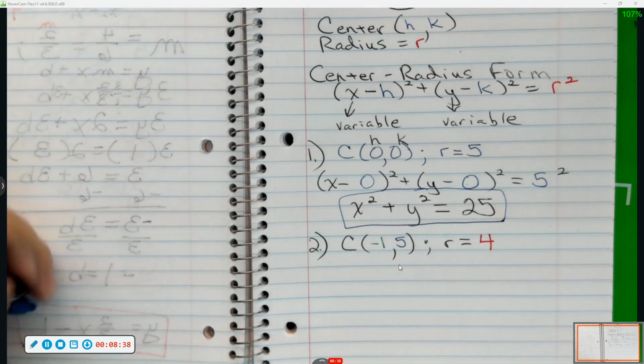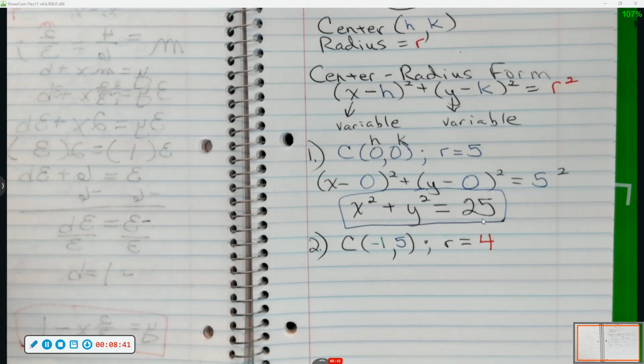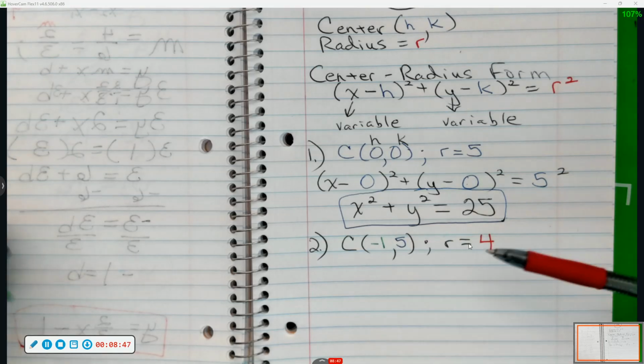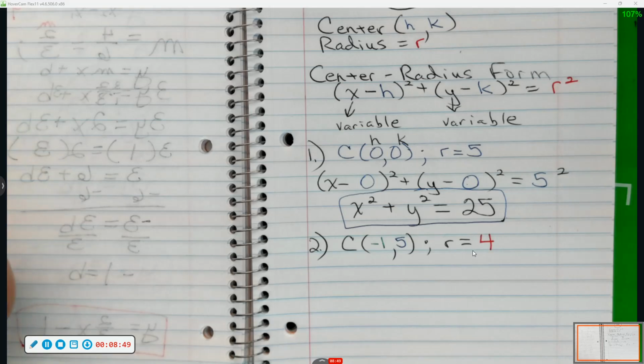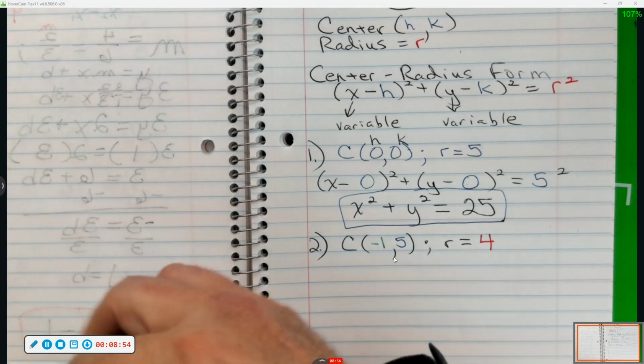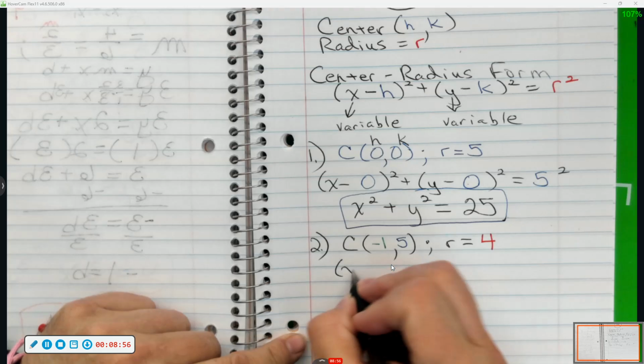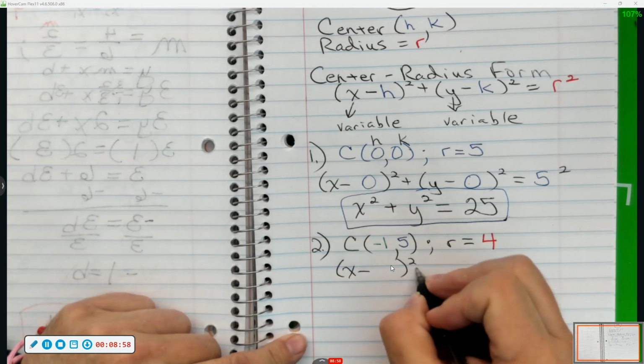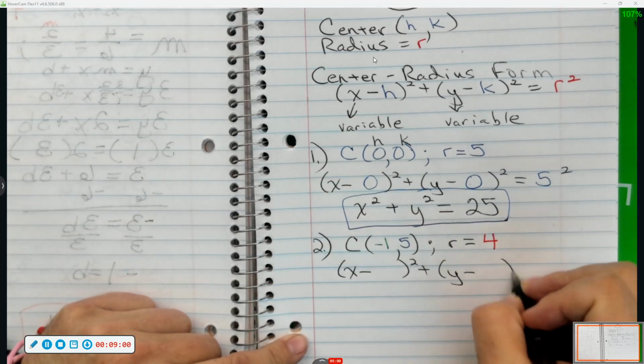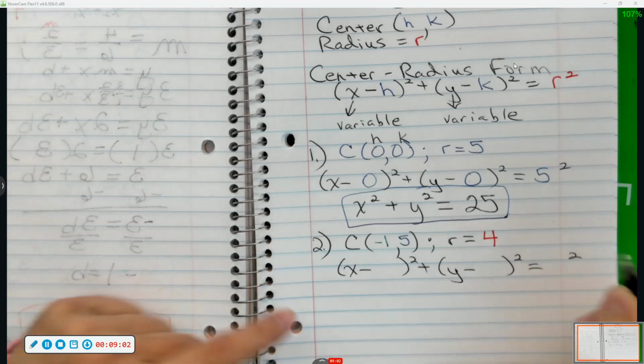Realize, they could have asked you to draw the graph and then write the equation. You don't use the equation to draw the graph. You use the center and the radius to draw the graph. We could have done that first. They could have said draw the graph first. They didn't. But here we go. It's x minus, plus y minus, and the square.